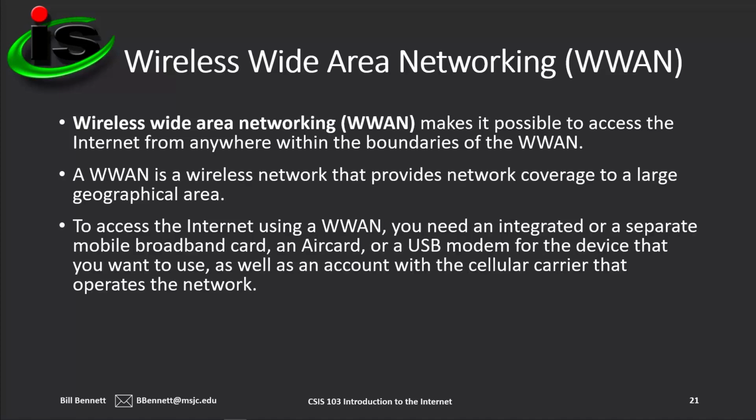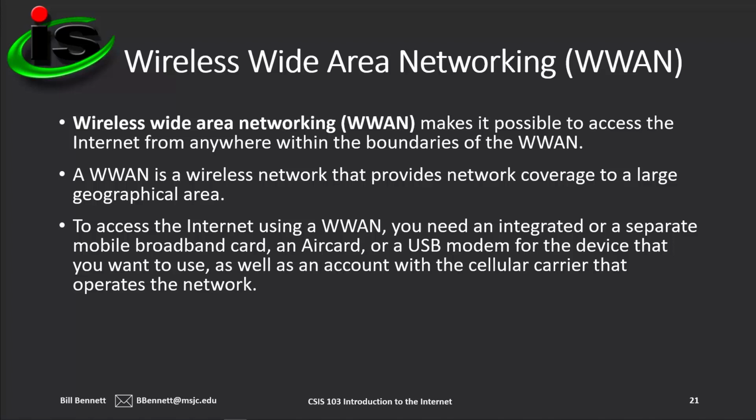To access the Internet using a WWAN, you need an integrated or separate mobile broadband card, air card, or USB modem for the device that you want to use and an account with the cellular carrier that operates the network. Once you have a compatible device and an account, you can connect your device to the wireless WAN and access the Internet from any location where the cellular phone carrier has a signal. For this reason, a wireless WAN is an excellent option for mobile connectivity in areas where Wi-Fi service isn't available.